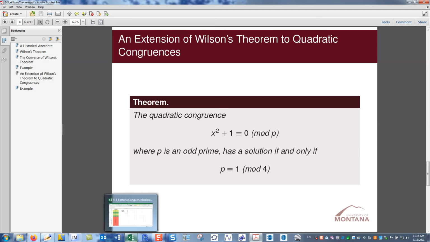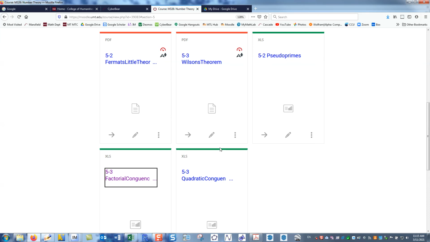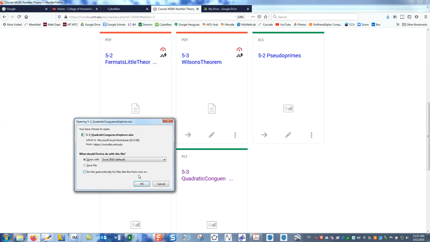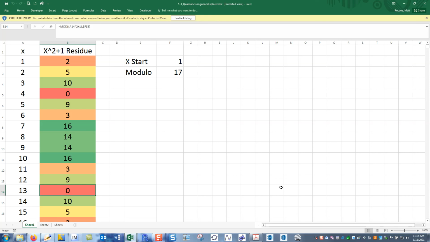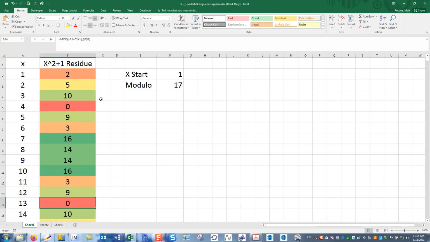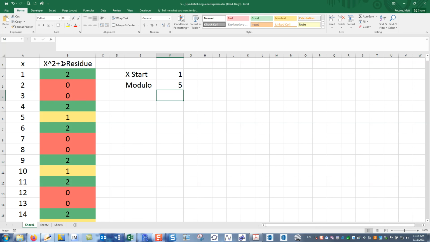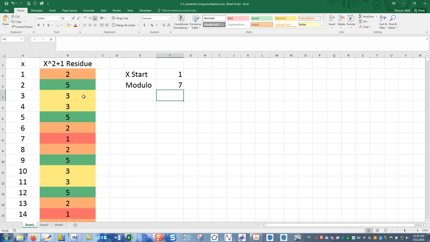Let's take a look at some places we can get some intuition here, at this 5-3 quadratic congruence explorer. This is the residue for x squared plus 1, and we can start it anywhere we want, and calculate it for any modulo we want. If we take a look at 5, we can see that x squared plus 1 does indeed have two solutions, like we'd expect with a quadratic. The two solutions are 2 and 3 mod 5. In other words, x squared plus 1 congruent to 0 has two solutions when the modular setting is 5. But according to this theorem, if it's 7, it shouldn't have a solution, and indeed it doesn't. Do you see that?